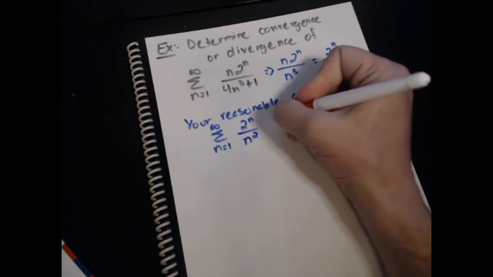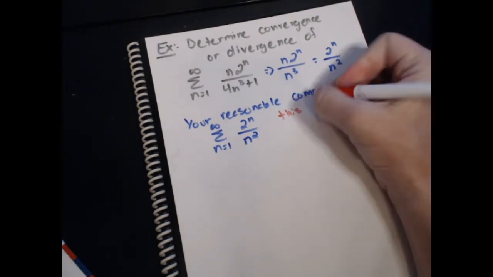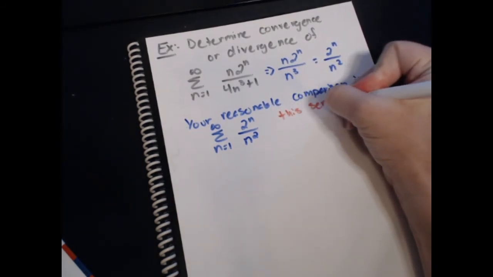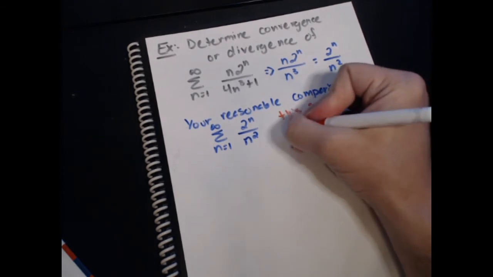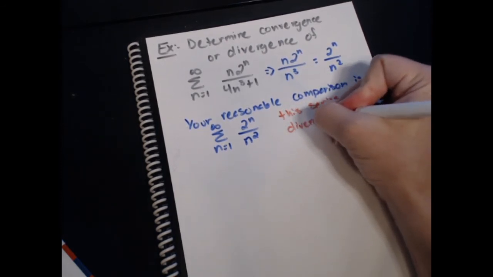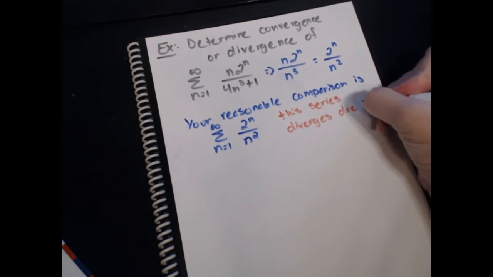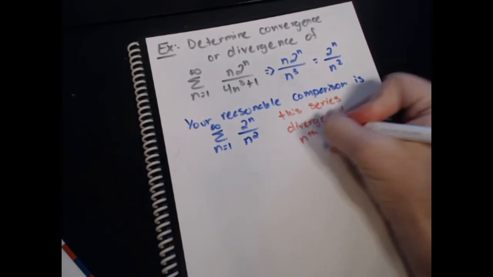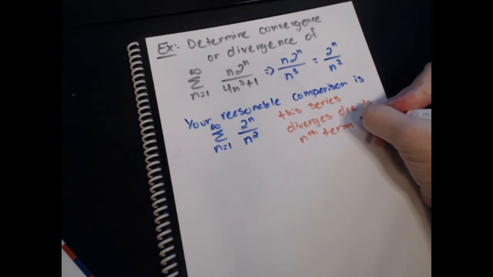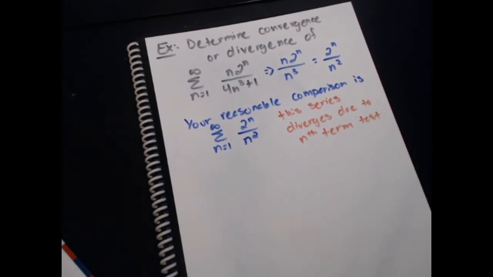So automatically, this series diverges due to the nth term test. All right, let's say you don't remember that. Then you have to do some work and realize what the test is.